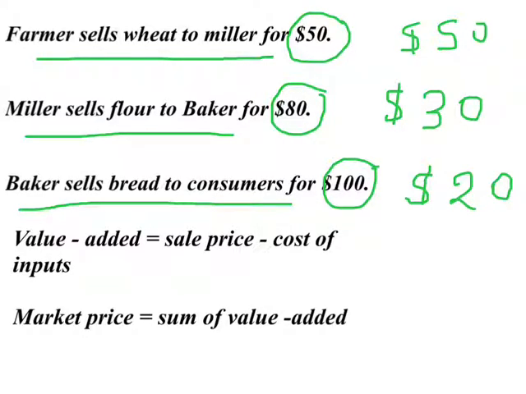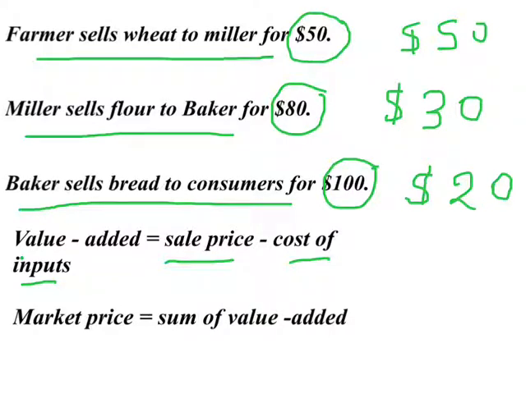So at every stage of production, every agent adds to the value of the product. And what is value added? Value added is simply the difference between sale price and the cost of inputs.